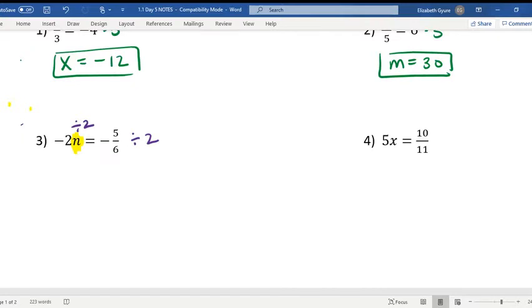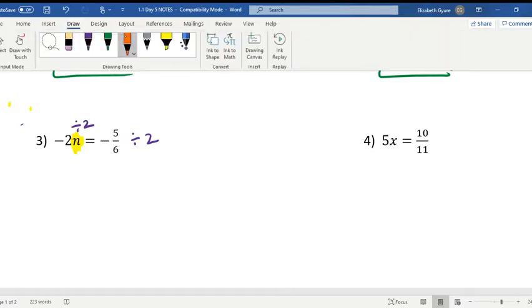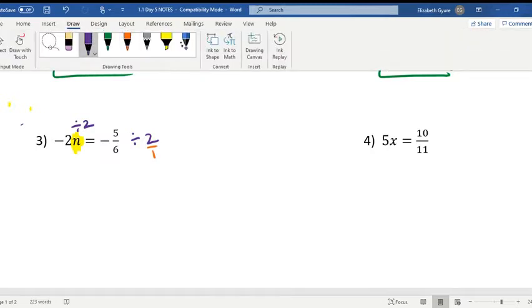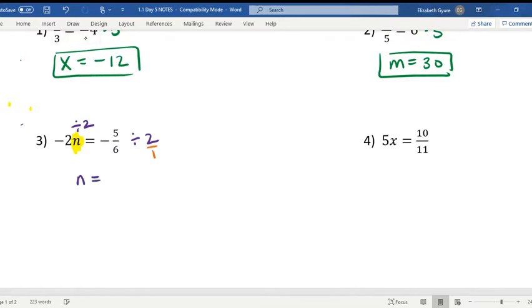But I now have -5 over 6 divided by 2. Now one of those numbers is a fraction and the other isn't. So what could I do to that 2 to make this look a little easier? Annalise? Put a 1 under it. Yeah, I would throw a 1 underneath it. And now we divide fractions. What strategy do we follow when we divide fractions? 3 words.